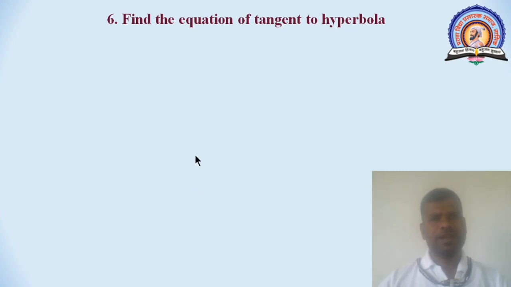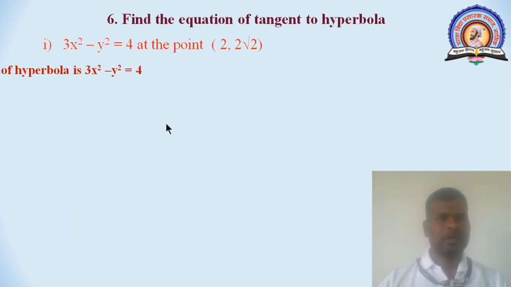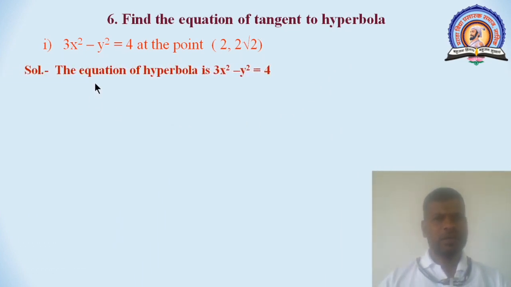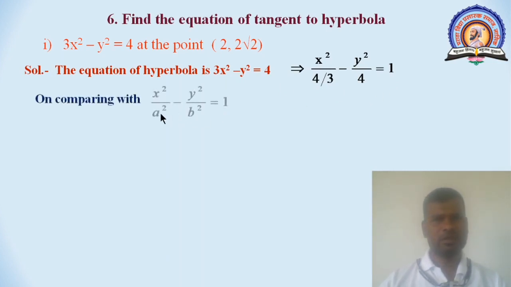the sixth example: find the equation of tangent to the hyperbola 3x square minus y square is equal to 4 at the point (2, 2 root 2). Now the equation of hyperbola is 3x square minus y square is equal to 4. So we will convert it into standard form, x square upon 4 by 3 minus y square upon 4 is equal to 1. On comparing with the standard equation, x square upon a square minus y square upon b square is equal to 1, we get a square is equal to 4 by 3 and b square is equal to 4.